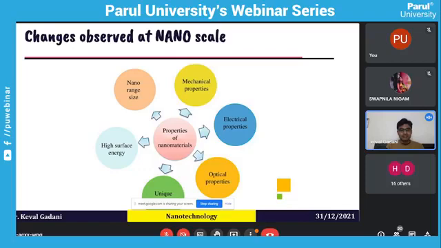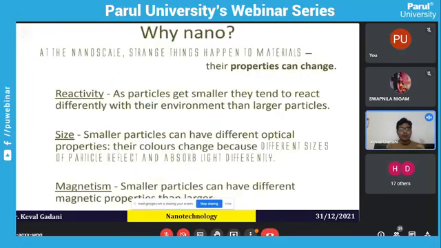First of all is reactivity. As particles get smaller, they tend to react differently with their environment than larger particles. So it is a matter of size. Smaller particles can have different optical properties. And dear students, when we talk about optical properties, they are directly related to reflection and absorption.